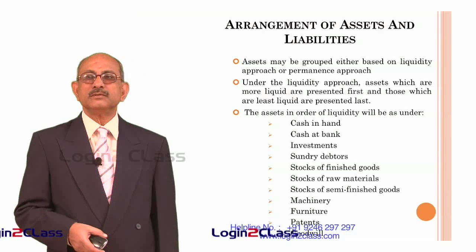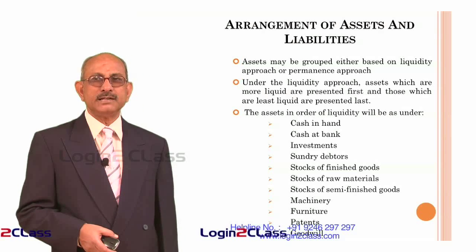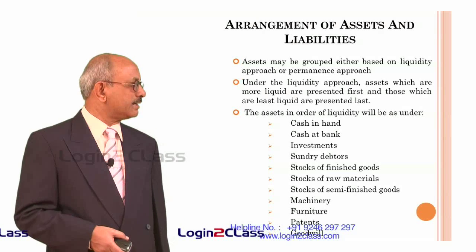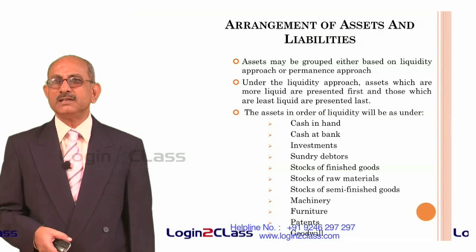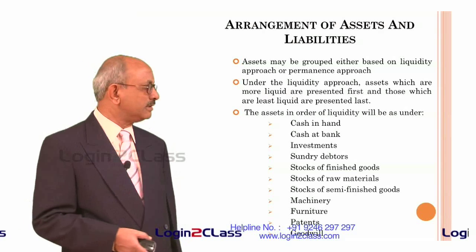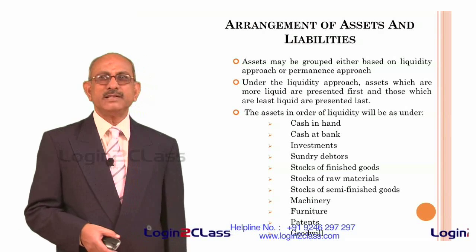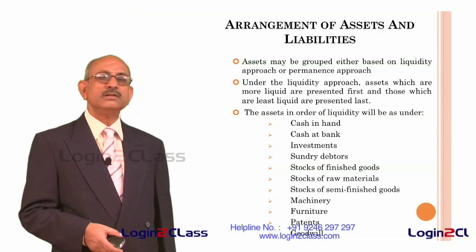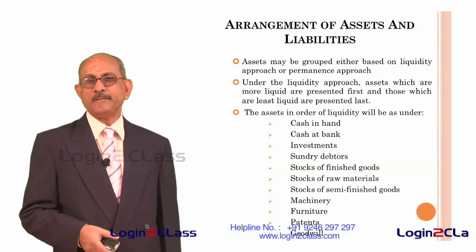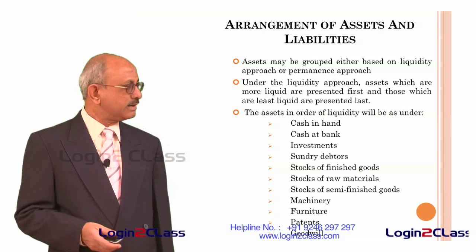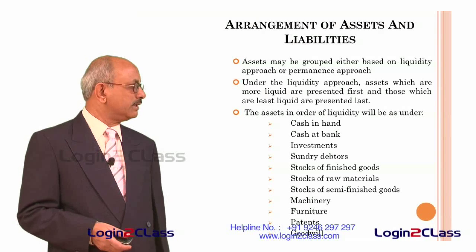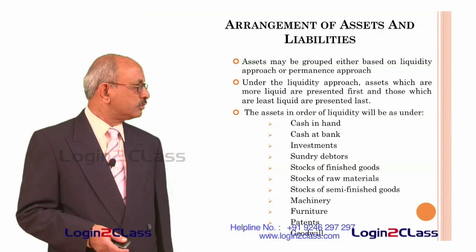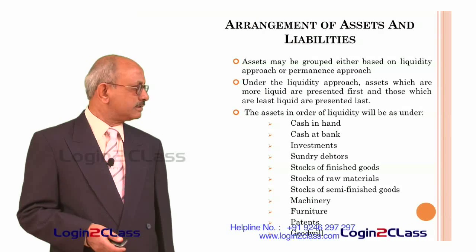And in the case of the asset side, how will you follow this approach? Normally we know that cash in hand and cash at bank are the most liquid of the assets because they are already in the form of cash only. So, we start with cash in hand, cash at bank, that is bank balance, then investments which can be converted into cash at short notice. Then we have sundry debtors, that is receivables to be recovered from the debtors.